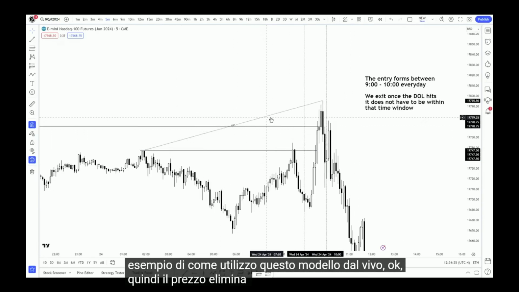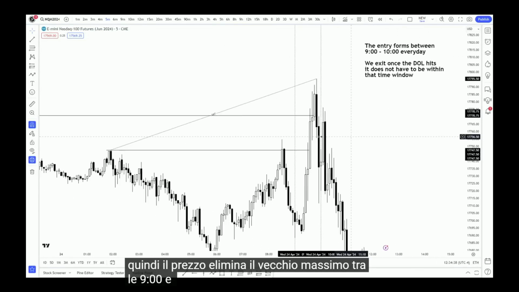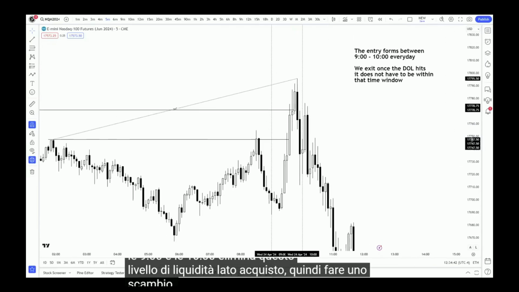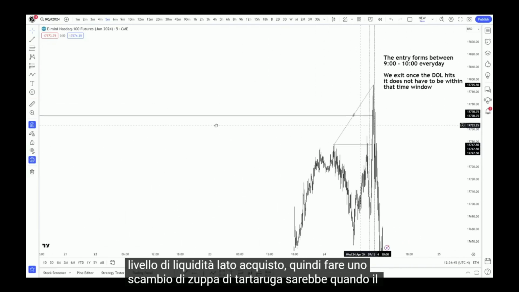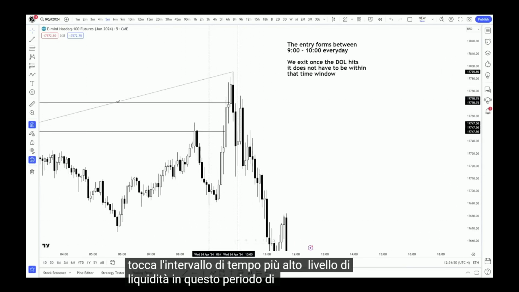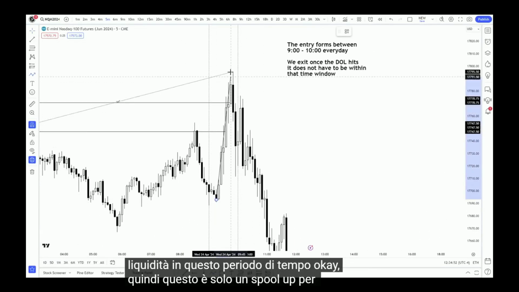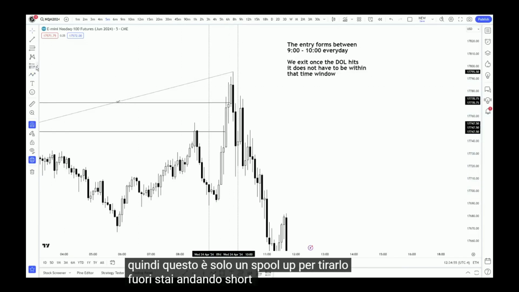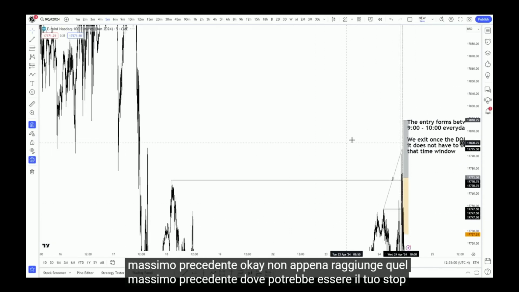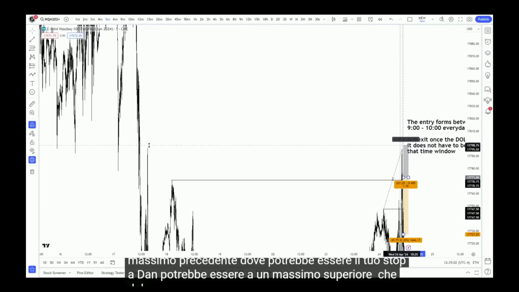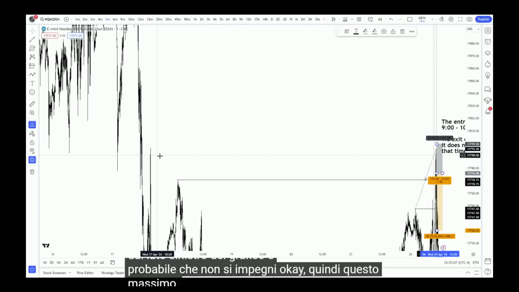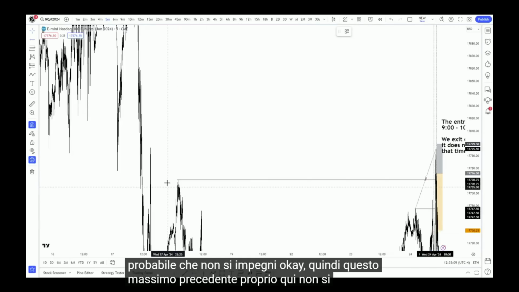Okay, so price takes out the old high between the 9 to 10 o'clock hour. It takes out this level of buy-side liquidity. So taking a turtle soup trade would be when price taps into the higher time frame level of liquidity within this time period. Okay, so this is just a spool up to take it out. You're shorting above this previous high. Okay, as soon as it runs that previous high, where could your stop be at, Dan? It could be at a high above that from the left side of the chart that it's likely not to engage. Okay, so this previous high right over here does not get engaged.